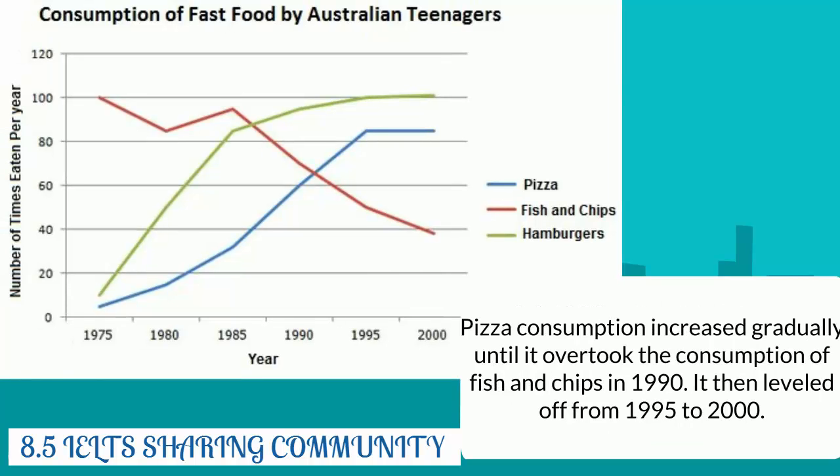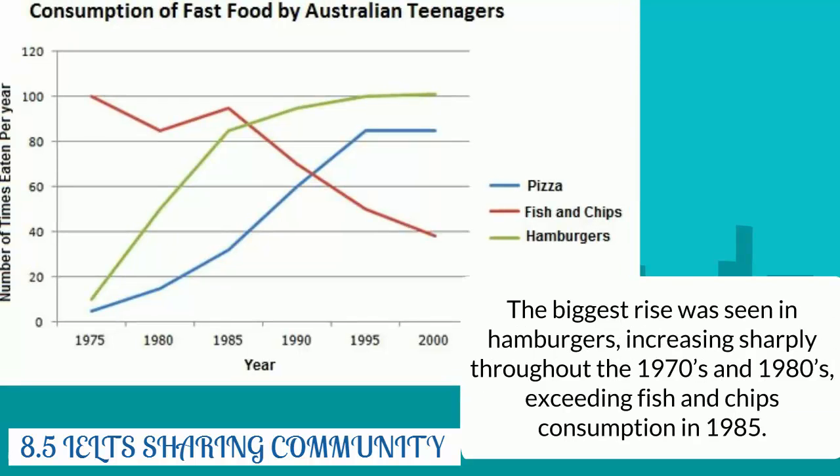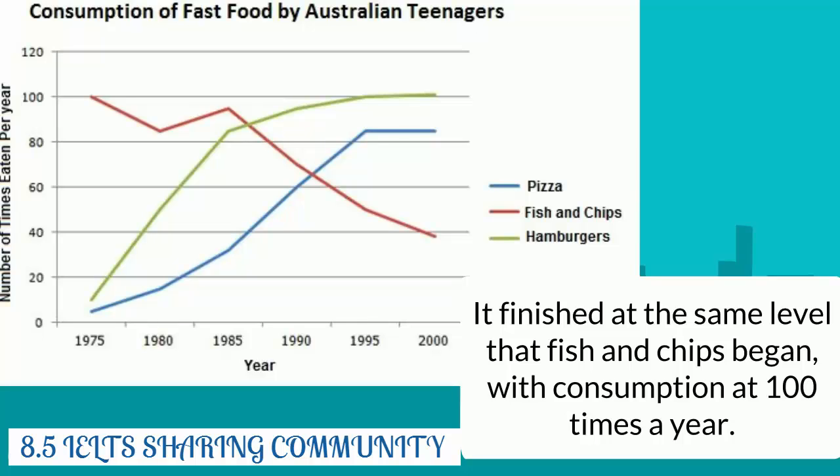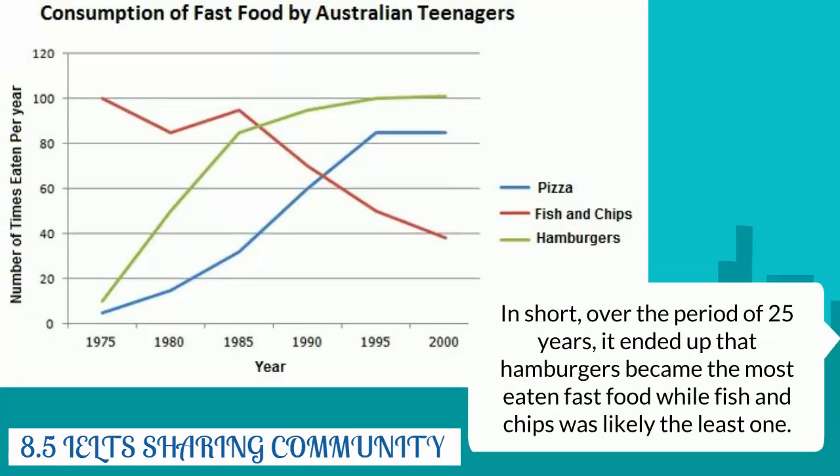Pizza consumption increased gradually until it overtook the consumption of fish and chips in 1990. It then leveled off from 1995 to 2000. The biggest rise was seen in hamburgers, increasing sharply throughout the 1970s and 1980s, exceeding fish and chips consumption in 1985. It finished at the same level that fish and chips began, with consumption at 100 times a year. In short, over the period of 25 years, hamburgers became the most eaten fast food while fish and chips was likely the least one.